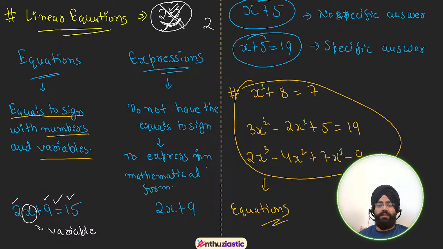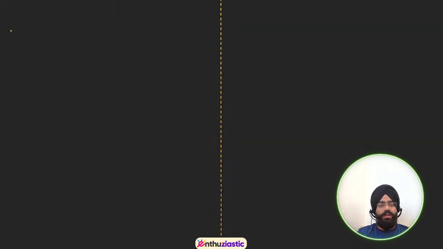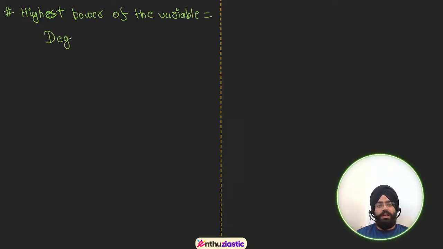The variable has the highest power 2 in this case, and the variable has the highest power 3 in this case. It also has 1, 2 as well. It also has 1 as well. But the highest power is different for all of them. So, as we have been focusing on, all of them are equations, but they have different highest powers. We call it the degree of an equation.